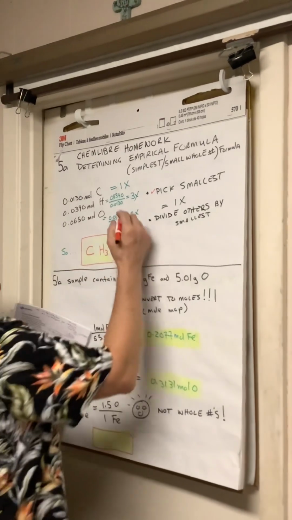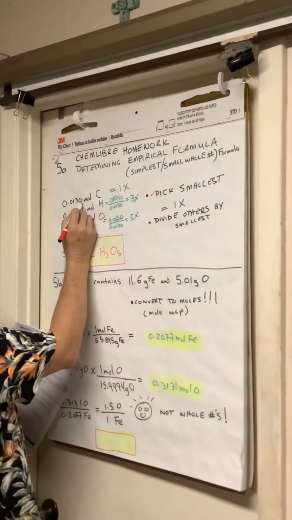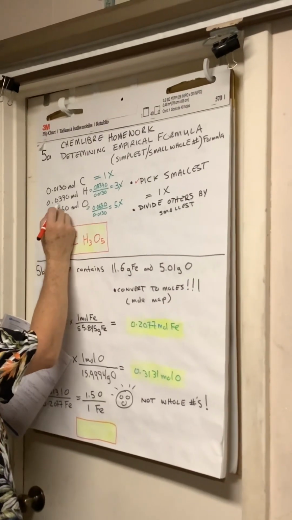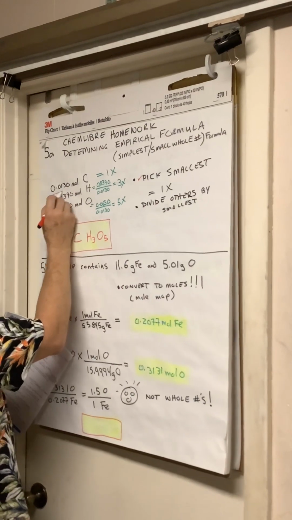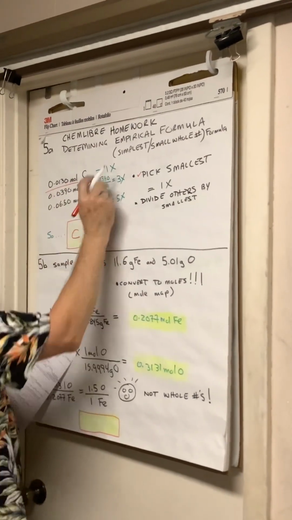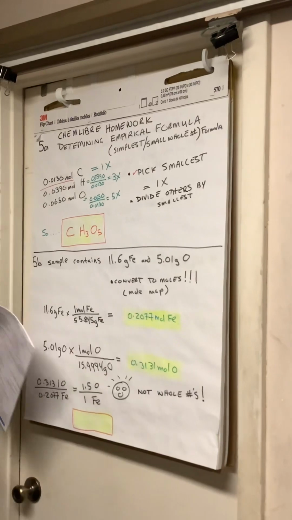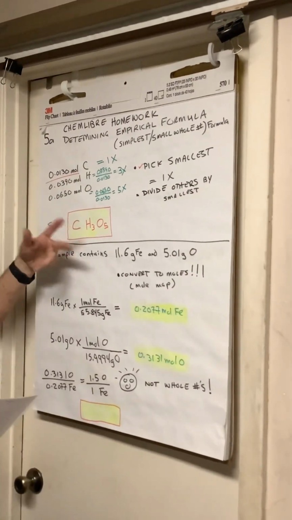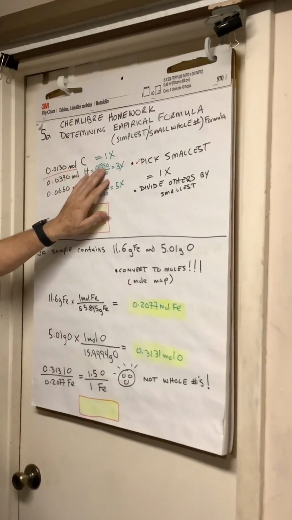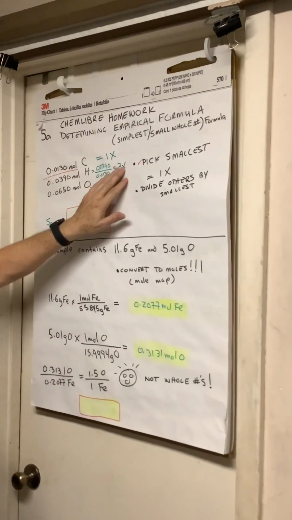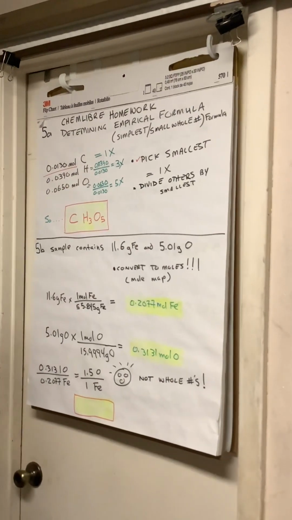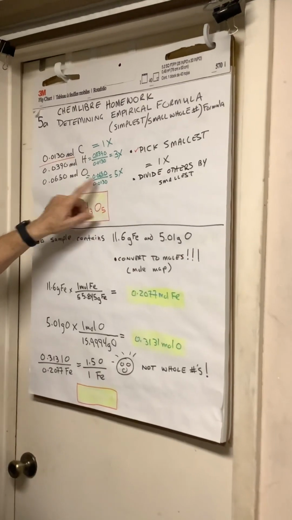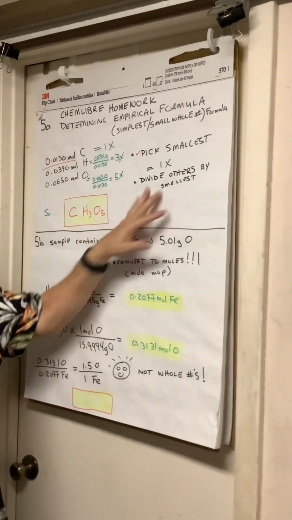So you pick the smallest: 0.0130, 0.0650, 0.0390. This is my smallest right here. So I set that equal to 1x, or 1. And I divide all the others by the smallest. In this case, there's two others. I divide 0.0390 by 0.0130, and it goes in 3 times. I divide 0.0650 by 0.0130 for the oxygen, it goes in 5 times.